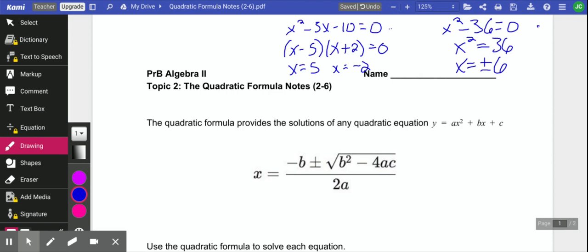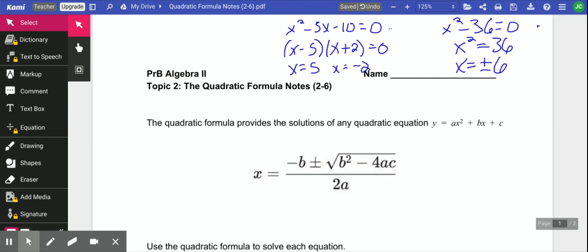Now, a method that does always work is completing the square. And we did those earlier. The problem with completing the square is it's just so many darn steps. Nobody really likes it. So the fourth and the last way that we're going to learn is the quadratic formula. The quadratic formula works every time with every type of quadratic equation.